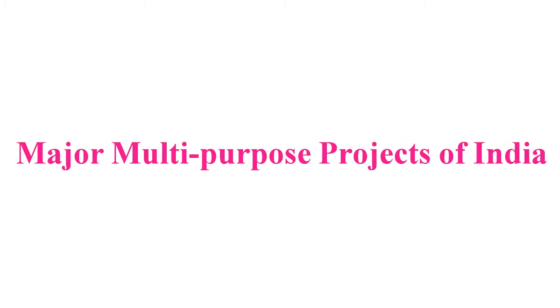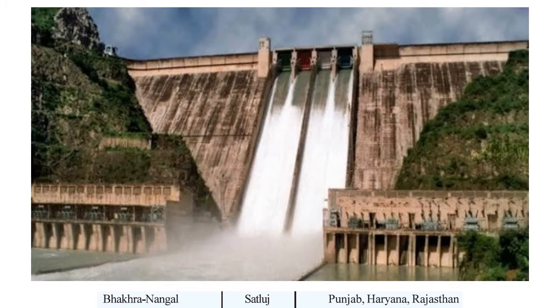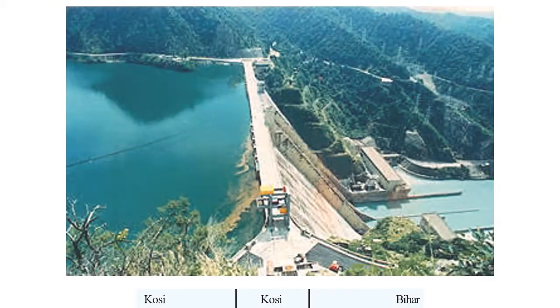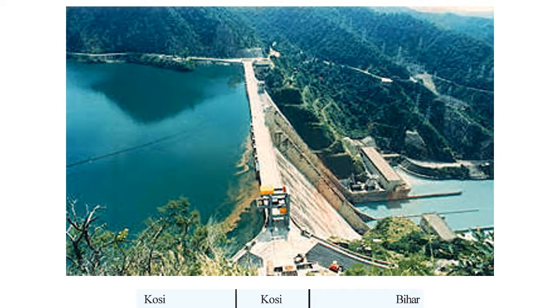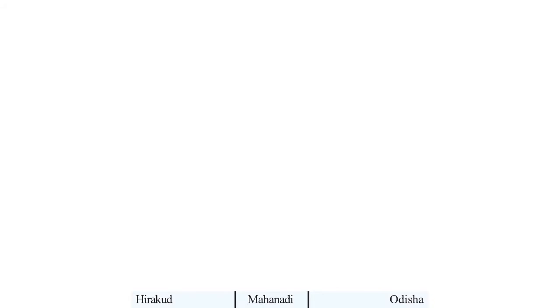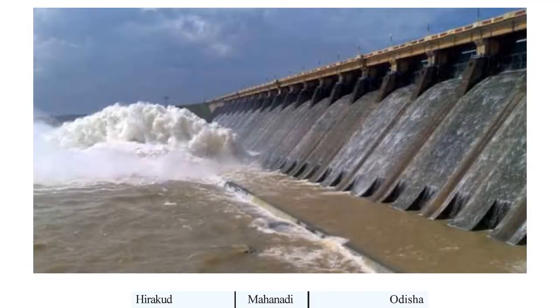Major multipurpose projects of India. Bhakra Nangal Dam, situated on the Satluj River in Punjab, Haryana and Rajasthan. Kosi Dam, situated on Kosi River in the state of Bihar. Damodar Valley Dam, situated on Damodar River in Jharkhand and West Bengal. Hirakud project on Mahanadi in the state of Odisha.